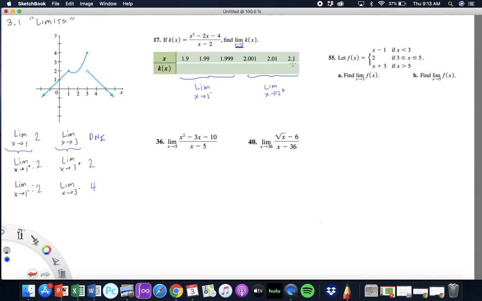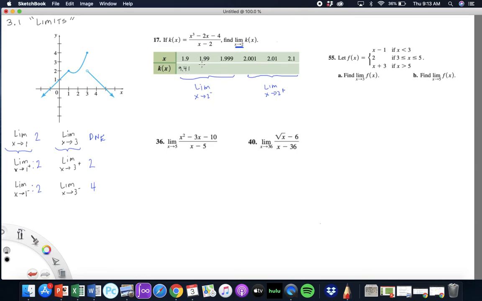All right? So you'll notice how they're getting closer and closer to 2. These are getting closer and closer to 2 from the left side. I sped up time just a little bit, I already plugged these into my calculator. So if I plug 1.9 into this function, I would get 9.41.